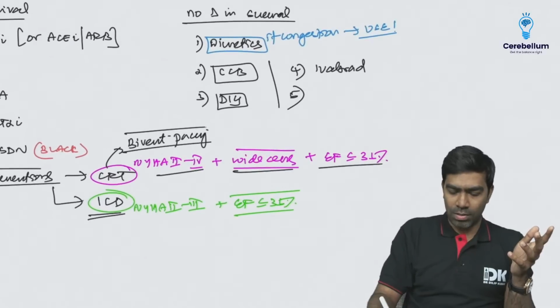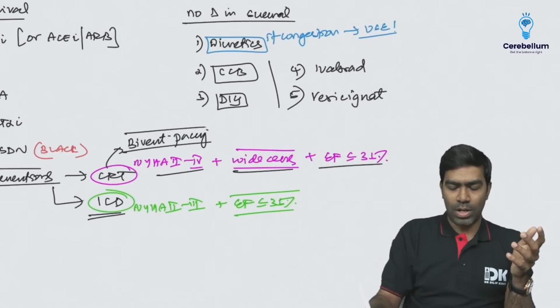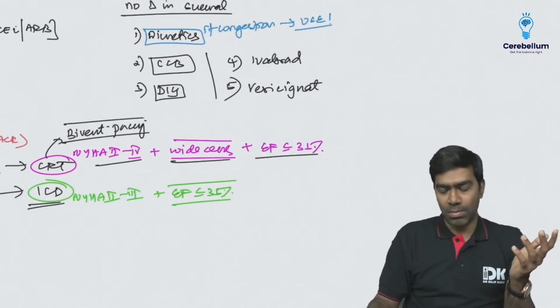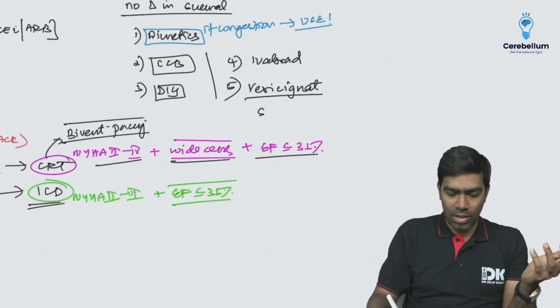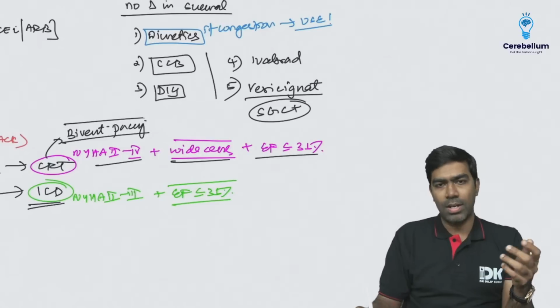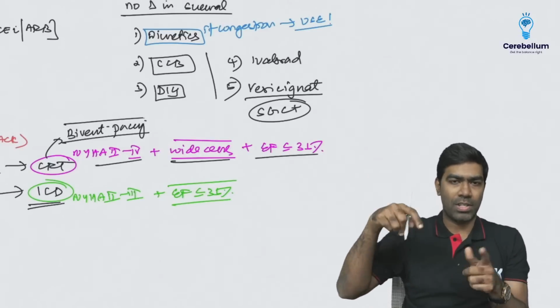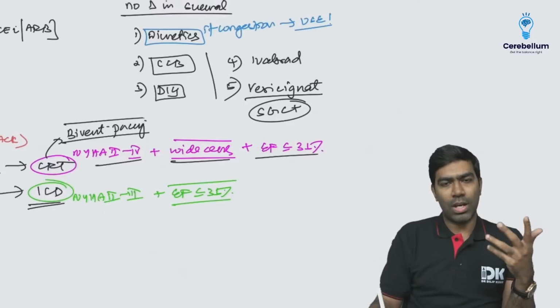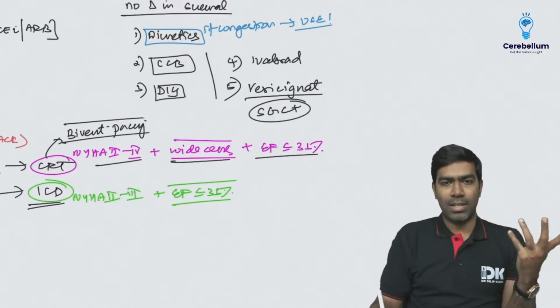Yeah, newer drug, vericiguat. It's a soluble guanylate cyclase activator, vericiguat. Not proven to improve survival, but improve symptoms. Vericiguat. It's a soluble guanylate cyclase activator like riociguat. Riociguat is used in pulmonary artery hypertension. Vericiguat is used in heart failure. Both are basically soluble guanylate cyclase activators only.